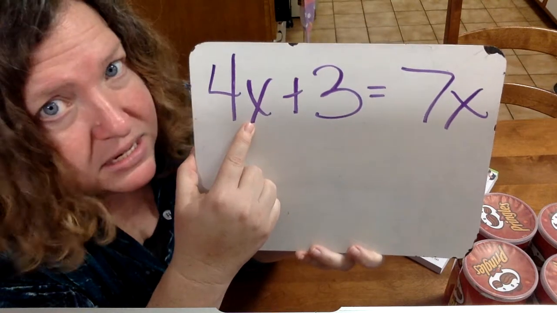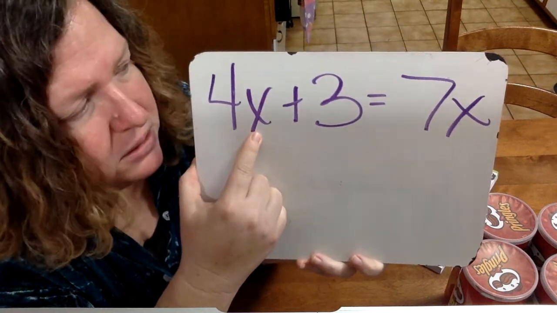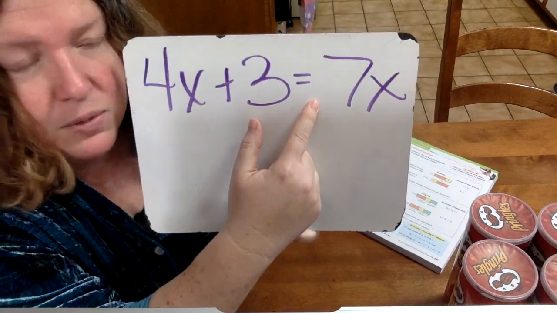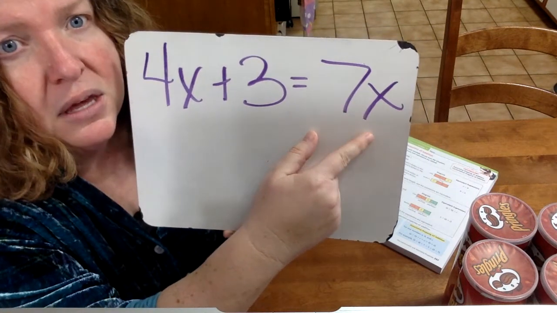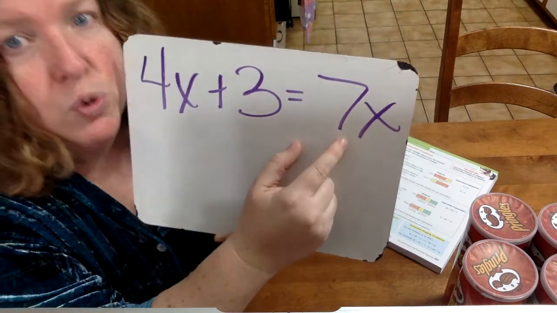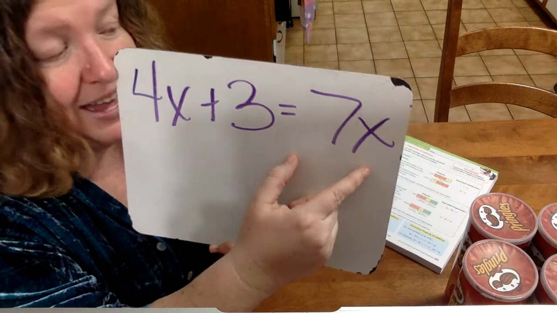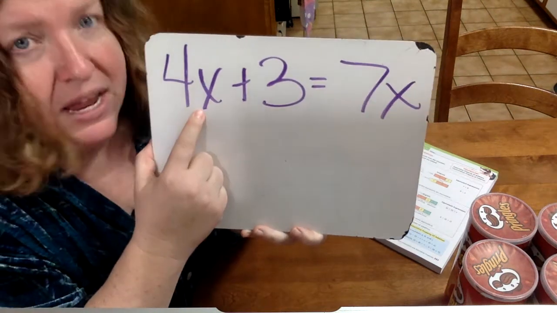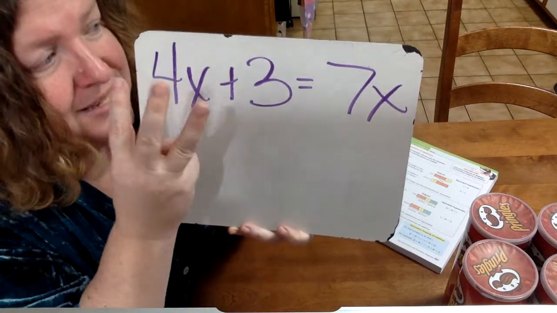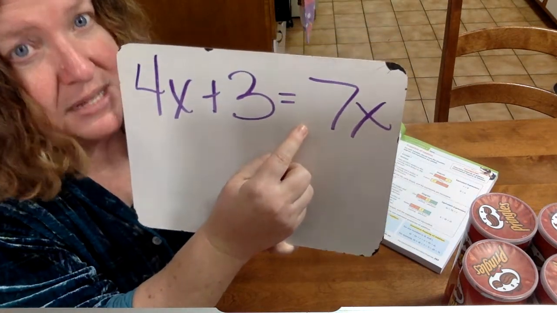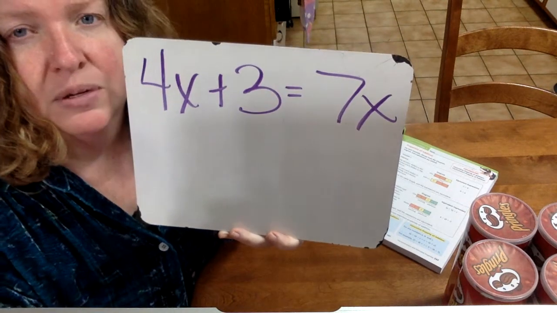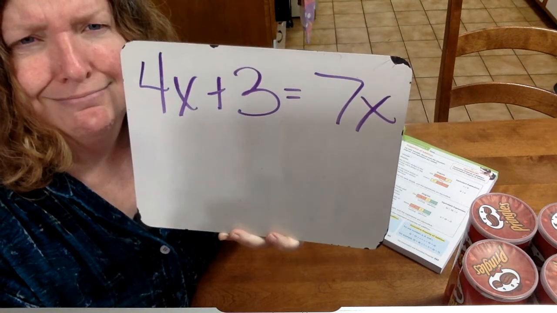That's what he said. He said 4 groups, 4 cans of Pringles. We don't know how many is in each, but 4 cans of Pringles plus 3 more Pringles equals, look what he said it equals, 7x. That means 7 times x, 7 groups of x. So that means 4 cans of Pringles, that we don't know how many is in each one, plus 3 more Pringles is the same as, and that's what equals means, is the same as, 7 cans of Pringles. Does that make sense?